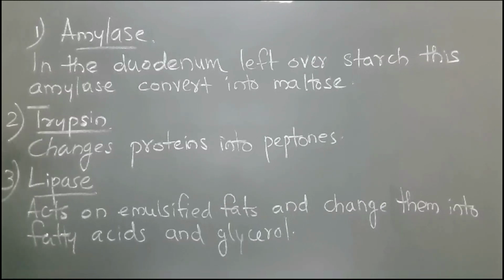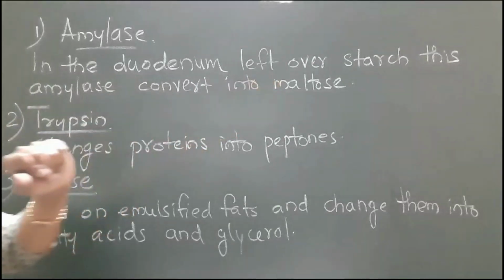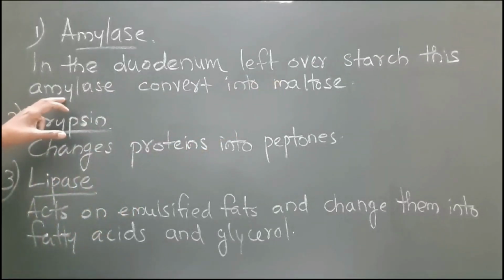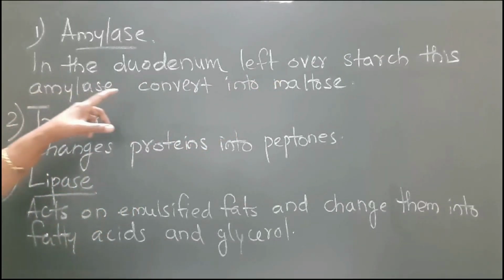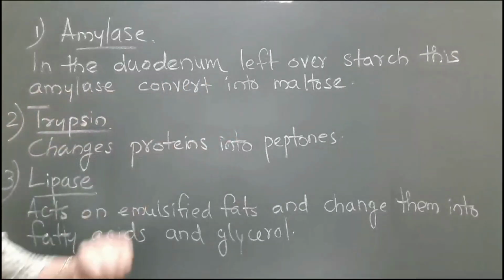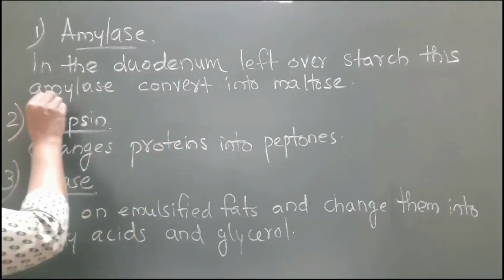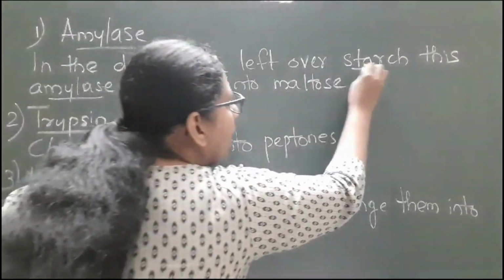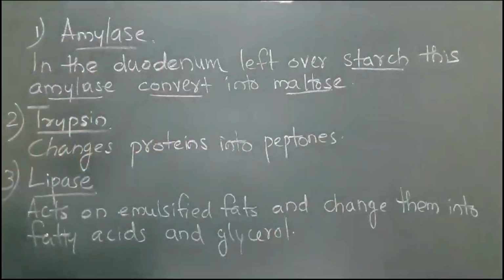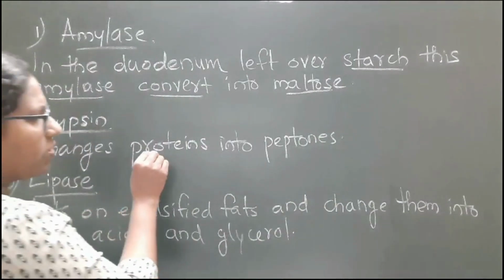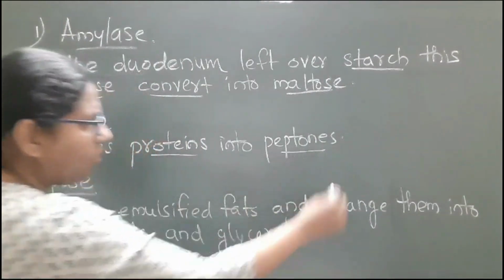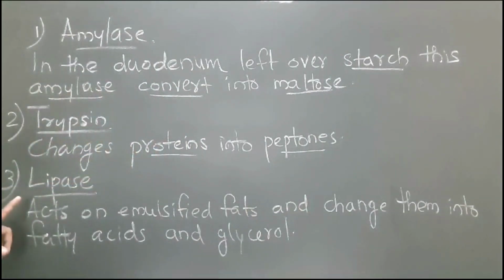So in the duodenum, the leftover starch, this amylase converts starch into maltose. Amylase converts starch into maltose. Then number 2, trypsin. Trypsin changes proteins into peptones. Then comes the third one, lipase.